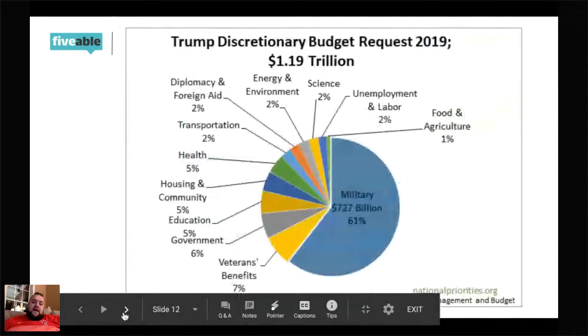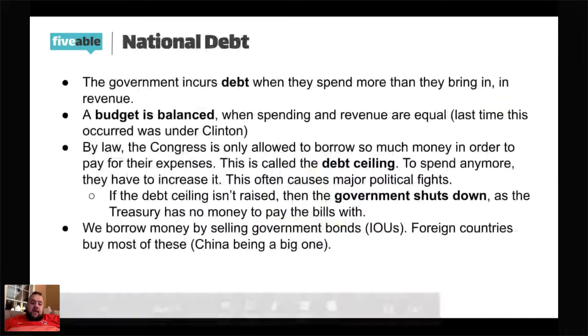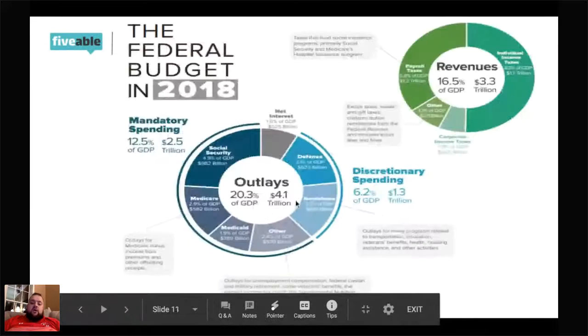So with that said, let's talk about the national debt. The government gains debt when we spend more than we actually bring in revenue. A budget is actually balanced when spending and revenue are equal. So in order for this budget that you just saw to have been balanced, we could not have spent more than we brought in.